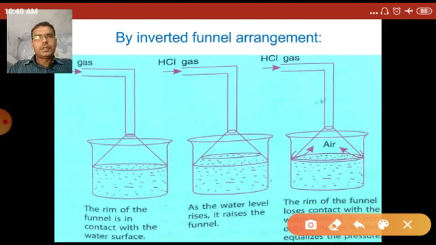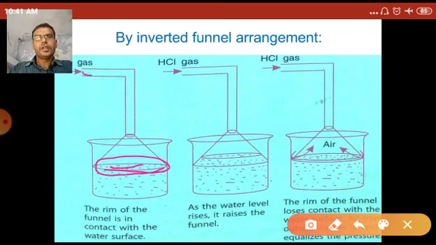Now invert the funnel, and that inverted funnel is connected to the delivery tube. The rim of the inverted funnel is in contact with the surface of the water, that is, the water contained in the beaker.